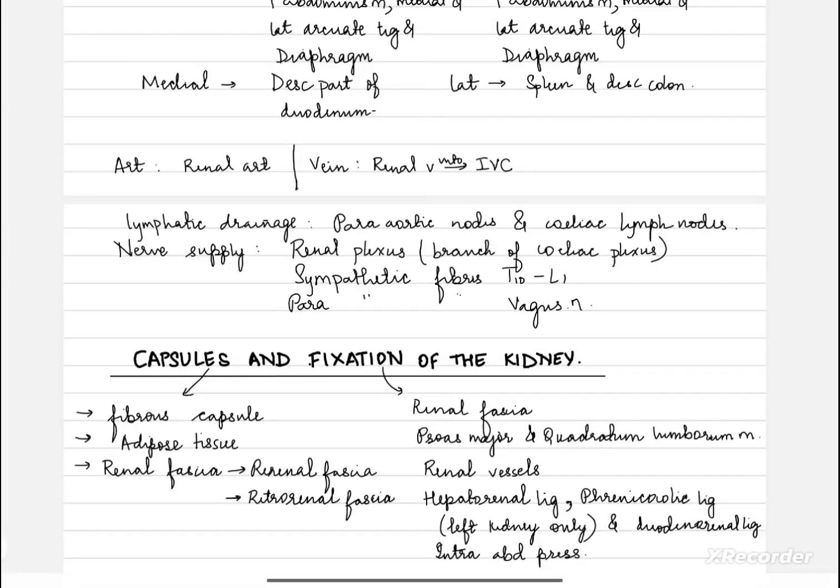The artery is the renal artery and the vein drains into the inferior vena cava. Lymphatic drainage is to para-aortic nodes and colic lymph nodes, and nerve supply is the renal plexus, which is a branch of the celiac plexus, with sympathetic fibers T10 to L1 and parasympathetic fibers from the vagus nerve.